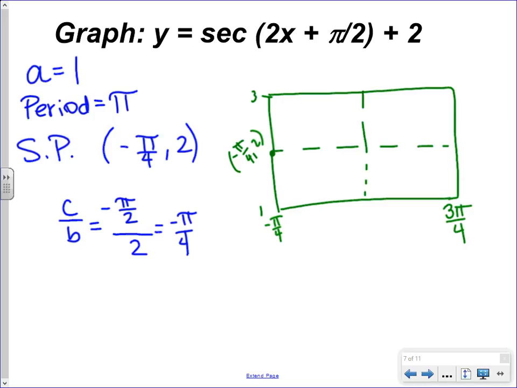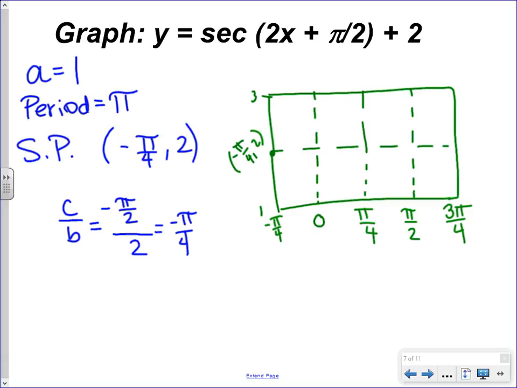Okay? Halfway between negative pi over 4 and 3 pi over 4. Pi over 4. Here's a nice one. Halfway between negative pi over 4 and pi over 4. 0. And then halfway between pi over 4 and 3 pi over 4. Pi over 2. Okay. So very lightly, some of you may not even have to do this. Some of you can visualize it in your head and then draw it out, and that is fine. But if you're going to draw it, draw it very lightly because it's not actually a part of the curve.